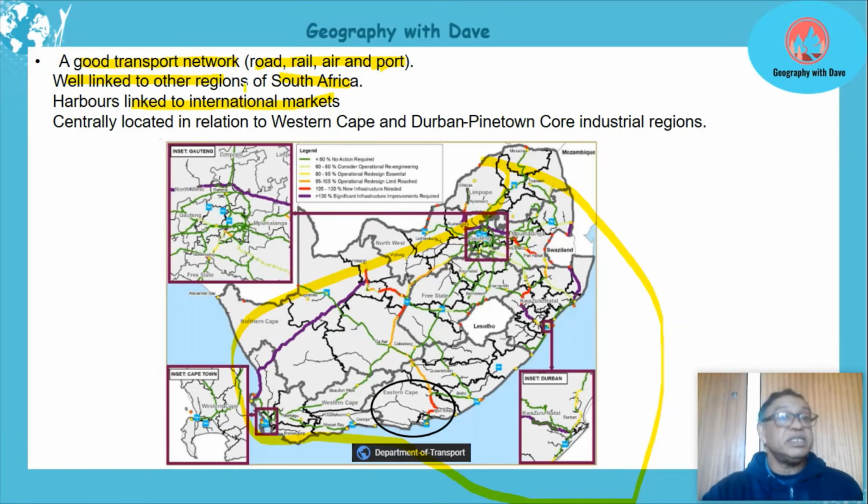Brilliant. Centrally located in relation to the Western Cape and Durban-Pinetown. We can even go by provinces. There we are here, Eastern Cape, and there's KwaZulu-Natal with Durban-Pinetown, and we have the Western Cape here. Maybe it's slightly towards the Western Cape, but it's quite centrally located. We have two markets nearby. Can you see that? Brilliant for that. And of course, the infrastructure.